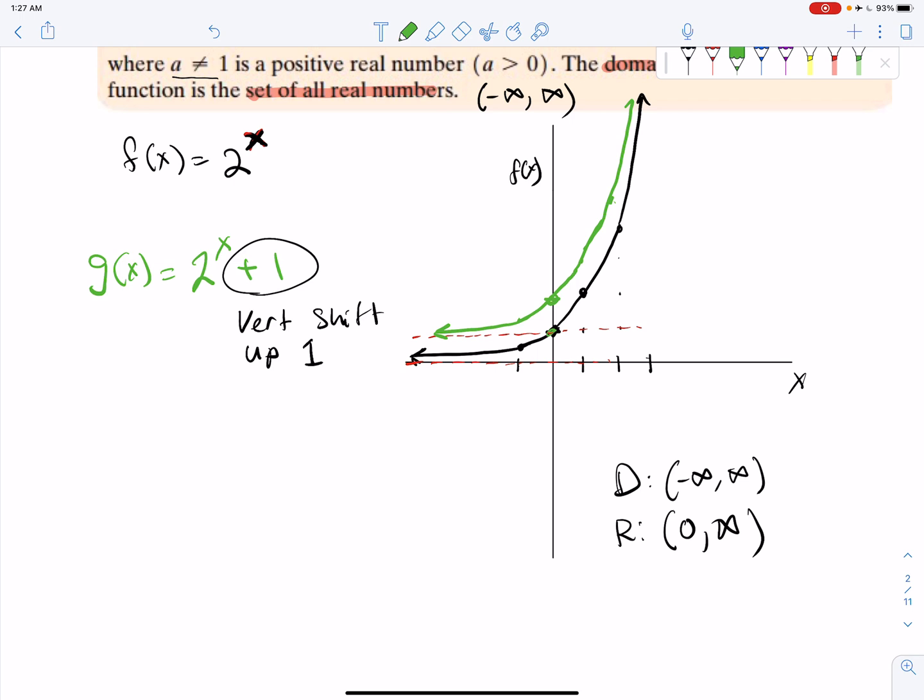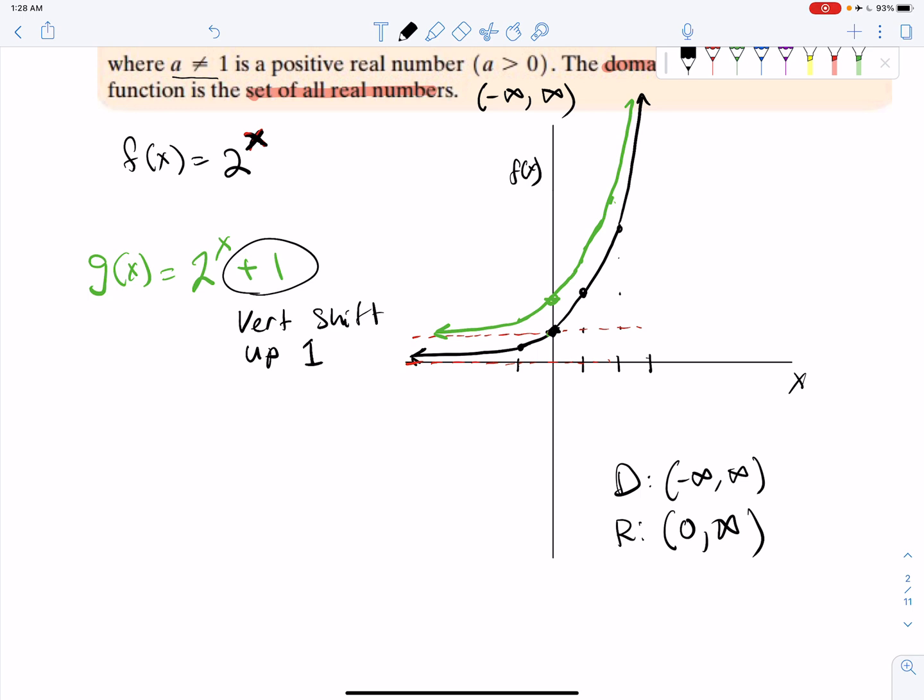If you have this plus 1 after, so we have 2 to the x, and then after that plus 1, go up 1. If it was plus 2, go up 2. If it was minus 5, drop it down by 5. Now, once again, you need to start at 0, 1 when you're shifting it around. Do not start at 0, 0, because that's not even a point on my graph. So that's a common mistake.